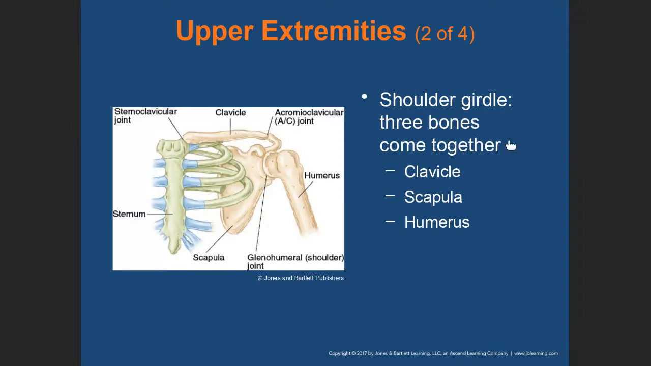Now, the shoulder girdle consists of 3 major bones that you need to be familiar with. These 3 major bones are the clavicle or collarbone, the scapula or shoulder blade, which is posterior, and the humerus, which is the upper arm or funny bone. There are specific joints within that area: the sternoclavicular joint, acromioclavicular joint, and the glenohumeral shoulder joint. So that's the shoulder girdle.